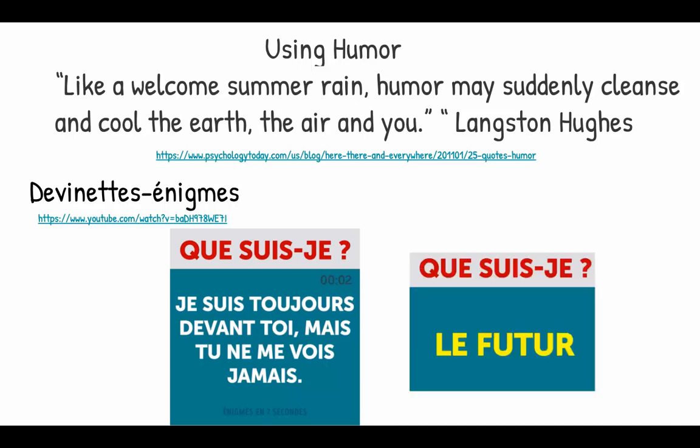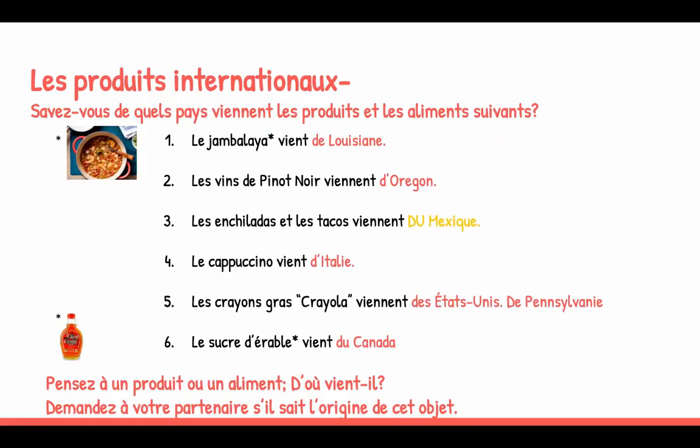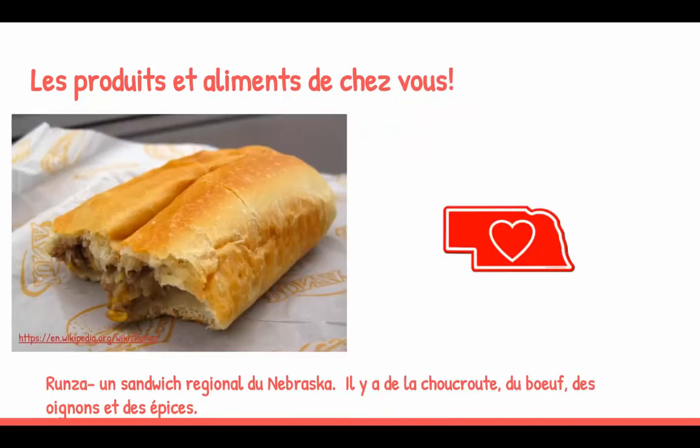The future. One activity I did was working on making connections between products and places. I introduced these products and we talked about where they were from. Then I also introduced a little known specialty from Nebraska, the runza. We then shared specialties from our families and our regions and sometimes our countries.